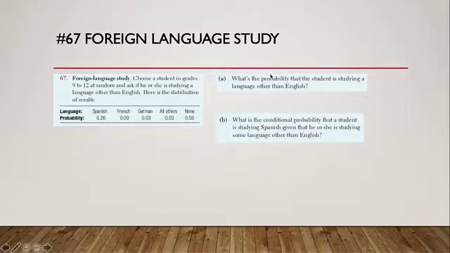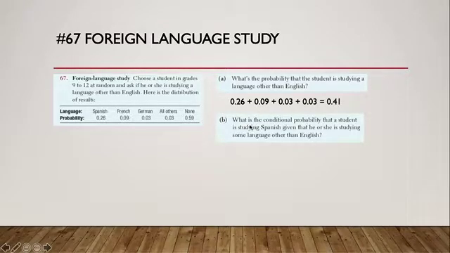So in part A, what's the probability that the student is studying a language other than English? Basically, we can just add up all of the probabilities here: Spanish, French, German, and all others. The one we don't want to include is the 0.59. So there you go. 41% is that probability.